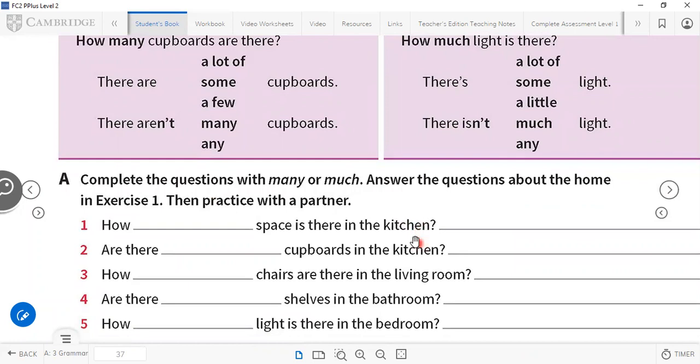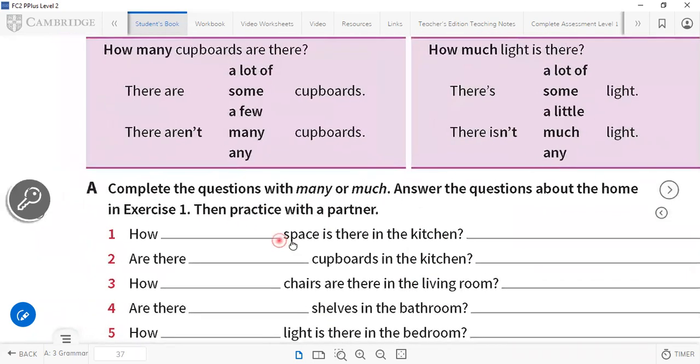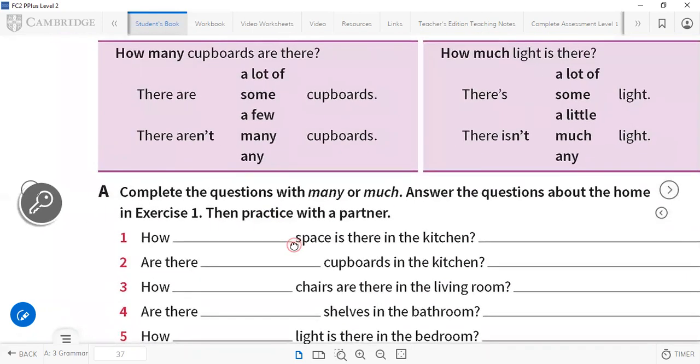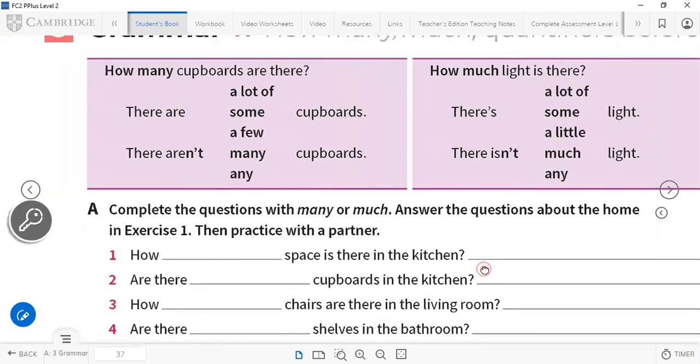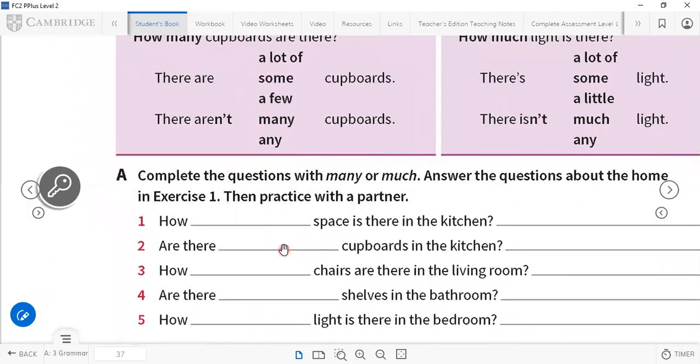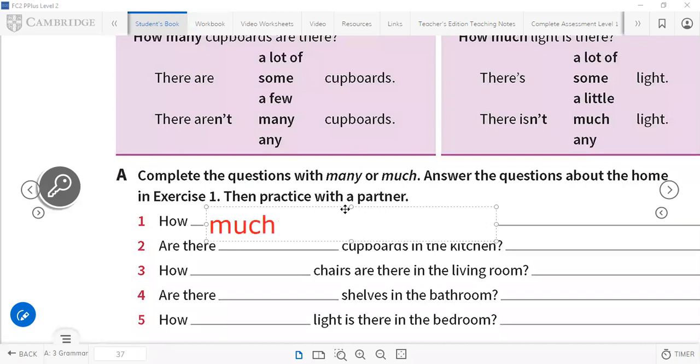How much space is there in the kitchen? One example. How much space is there in the kitchen? So we can complete here, one example, using how much: how much space is in the kitchen.